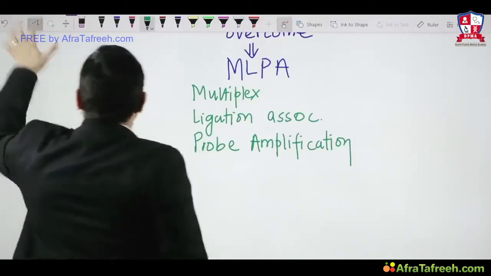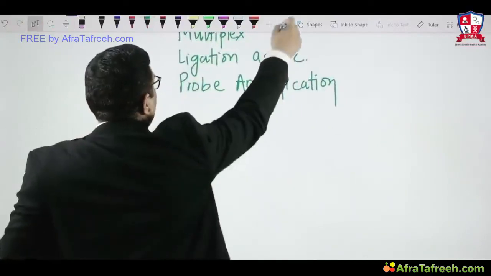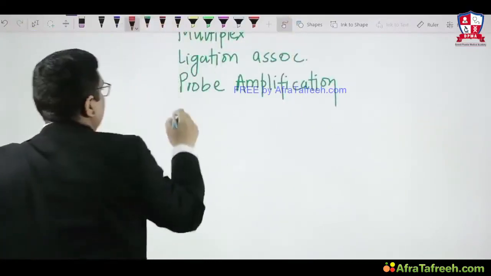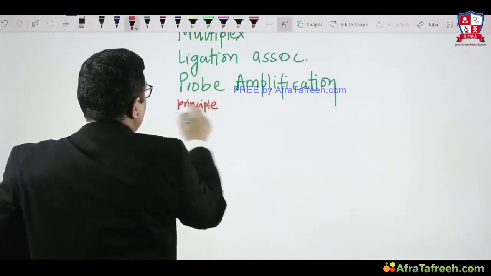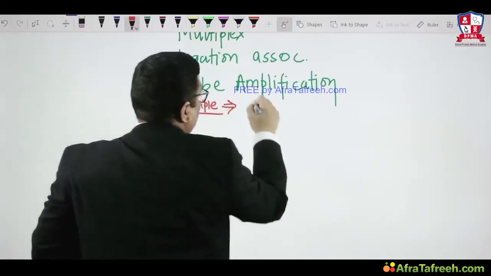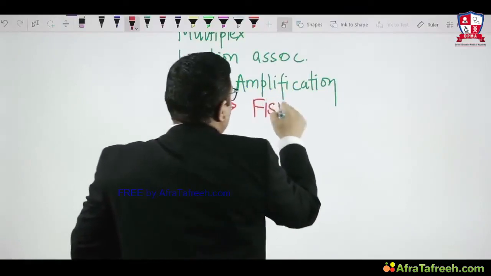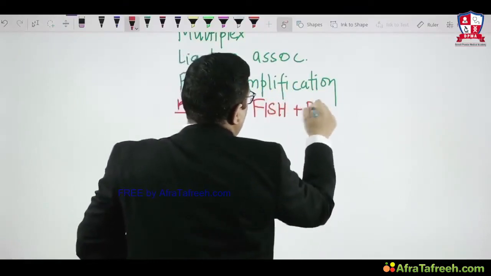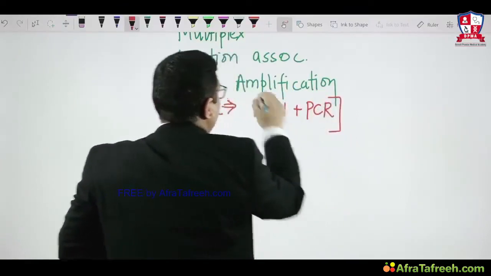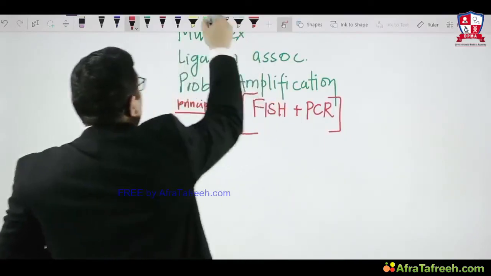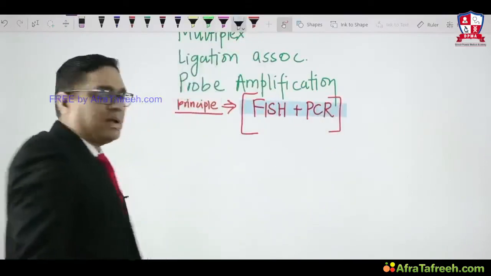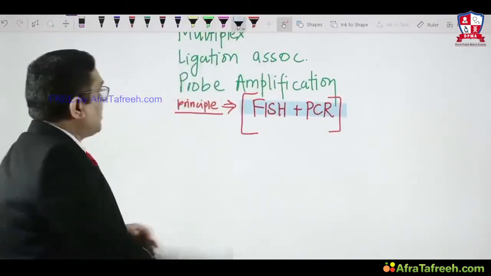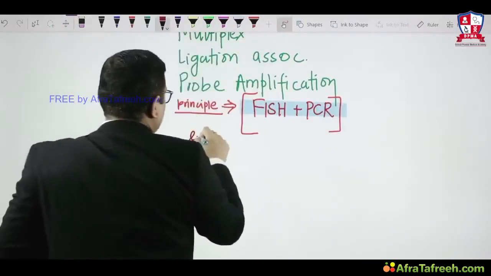Here I will give you an example. If you talk about the basic principle, what is the basic principle of this MLPA? The basic principle of MLPA is combining the principles of FISH and PCR. So both FISH and PCR principles are combined, and then we see the principle of MLPA, right?